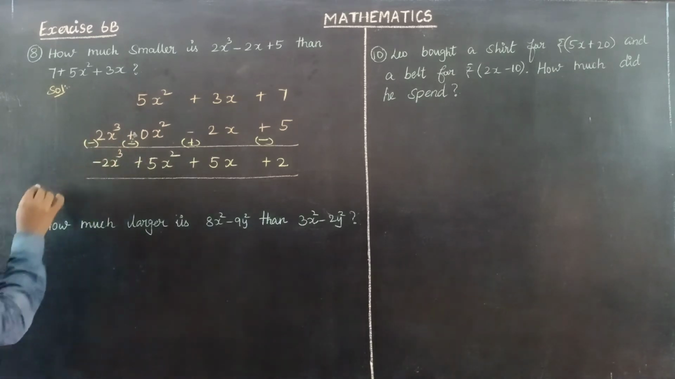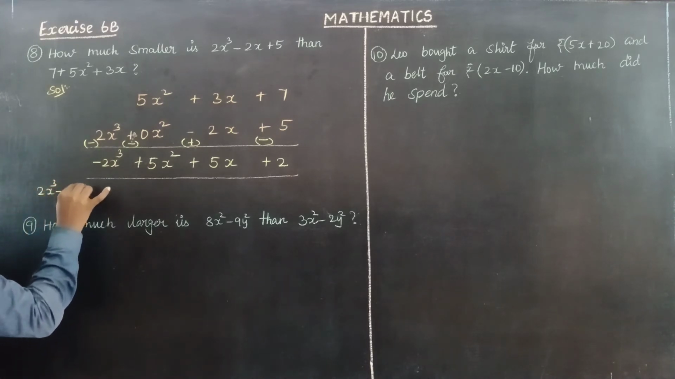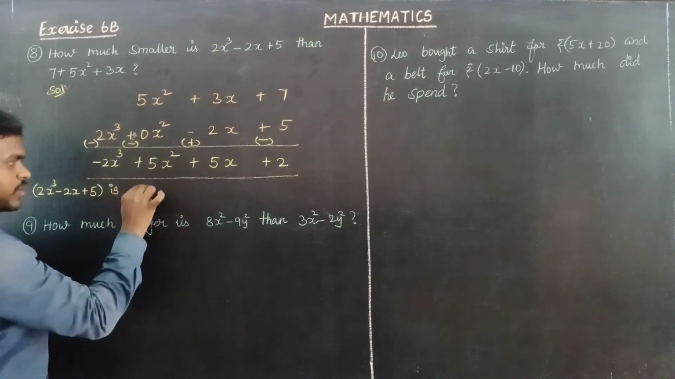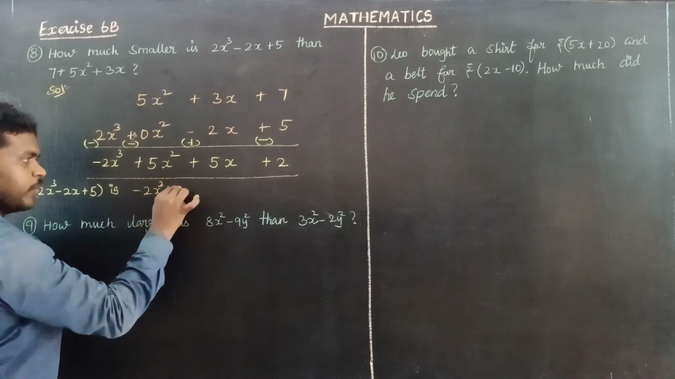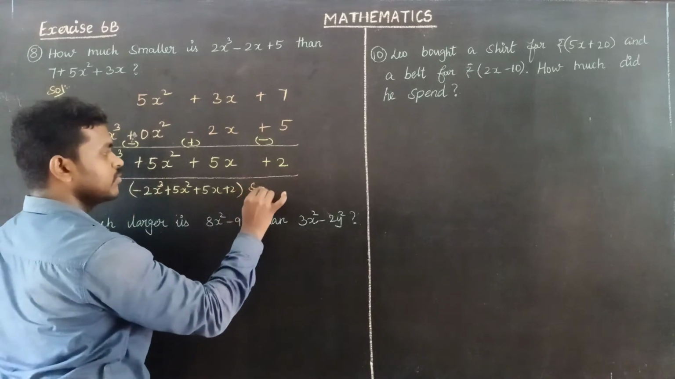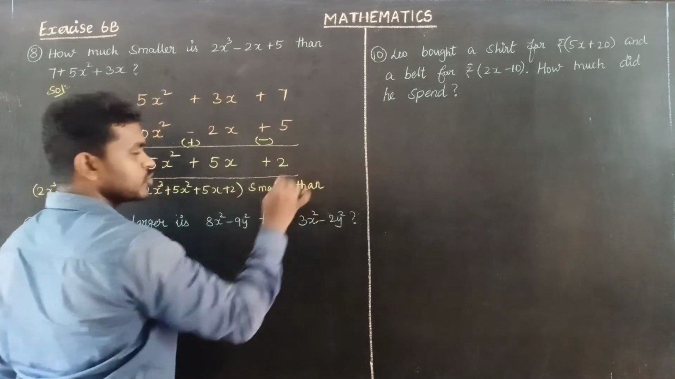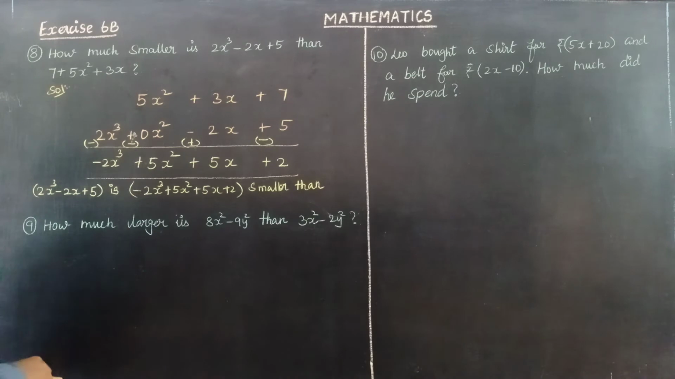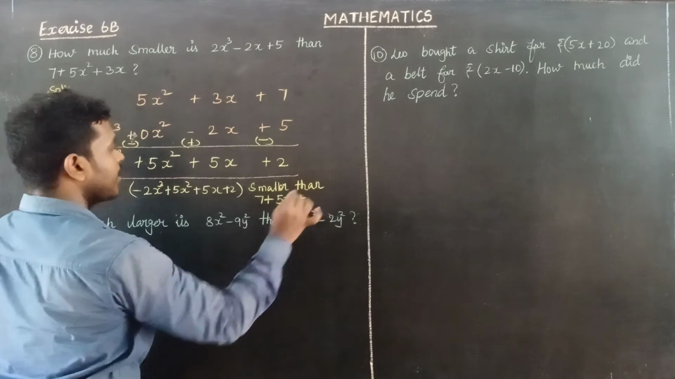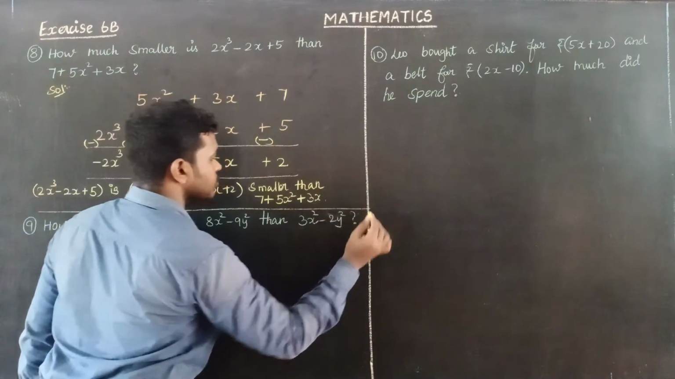So the answer is minus 2x cube plus 5x square plus 5x plus 2. So 2x cube minus 2x plus 5 is smaller than the second expression, 7 plus 5x square plus 3x, by this amount. This is the answer.